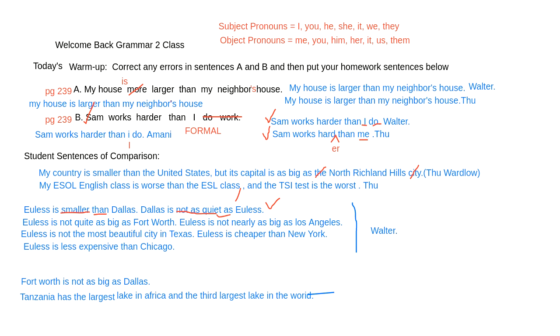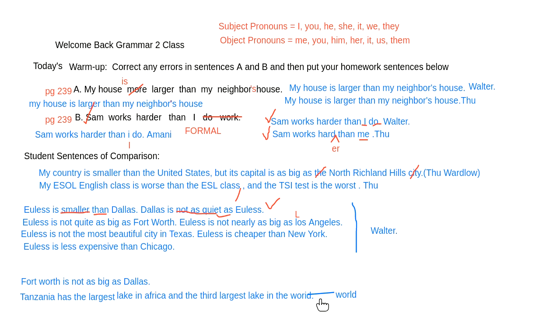The second one, Euless is not quite as big as Fort Worth. Euless is not nearly as big as Los Angeles. Good. And then the Los, I should say in Spanish, needs to have a capital L. Okay, that one looks great. And then Euless is not the most beautiful city in Texas. Euless is cheaper than New York. Okay, these are good.